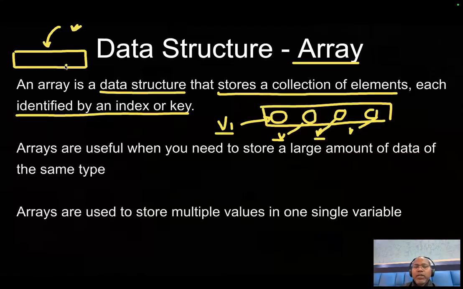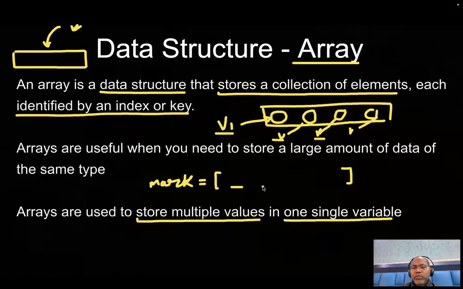Okay, a single variable, that means arrays are used to store multiple values in a single variable. You can create, for example, marks. A student has five subjects, so marks 1, marks 2, marks 3, marks 4, marks 5. Each subject has a mark. Instead of declaring a separate variable for each subject's marks, we can create one data structure that holds the collection of elements.